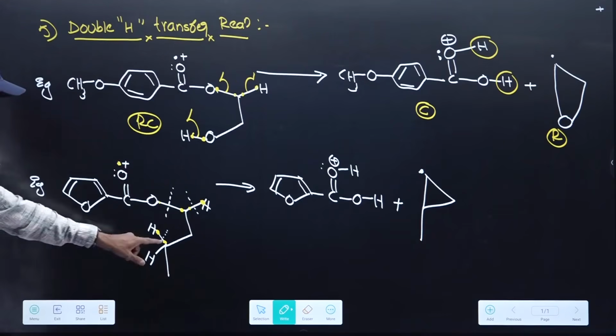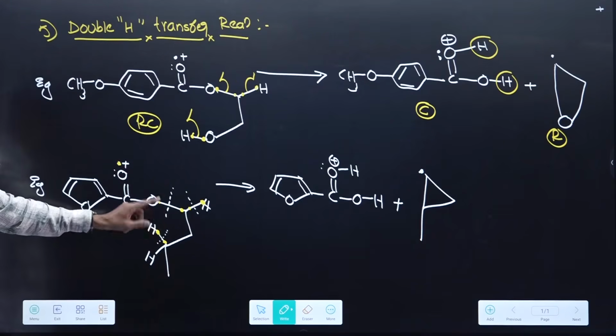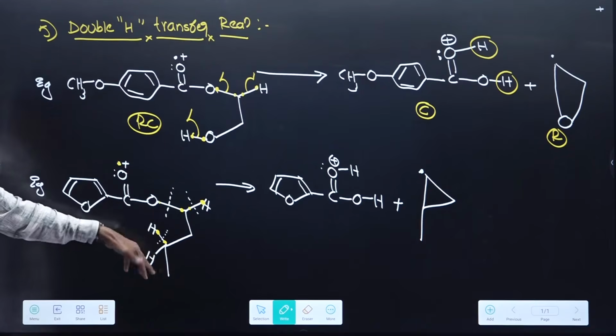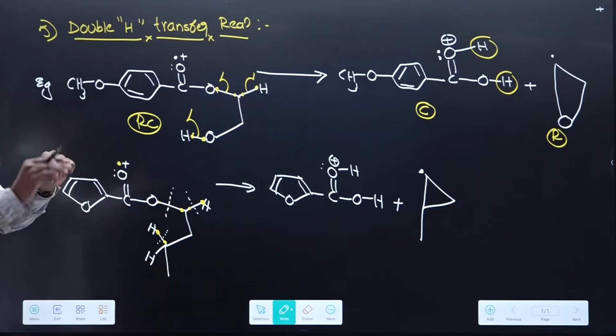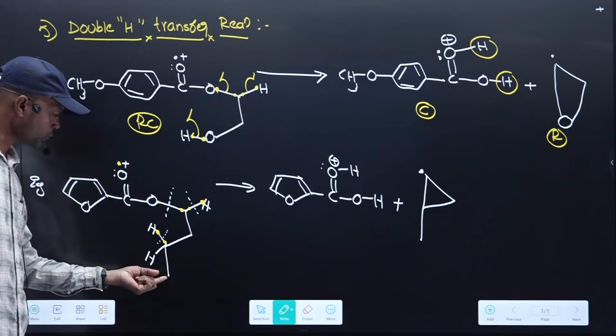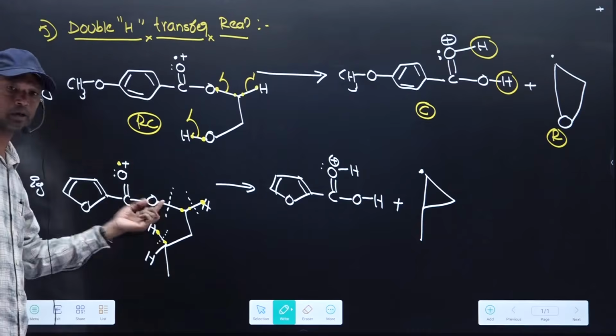So whichever hydrogen is very close to this oxygen is going to be migrated. So don't think that every time it is the third. That depends upon the ring size, depends upon the skeleton. Sometimes the 4th hydrogen may be transferred here, sometimes the 3rd hydrogen. Anything is possible.